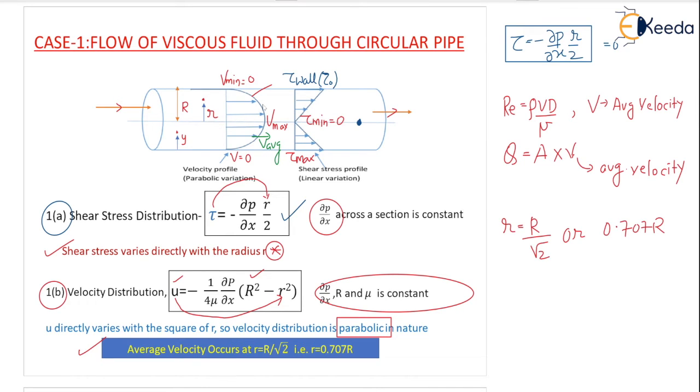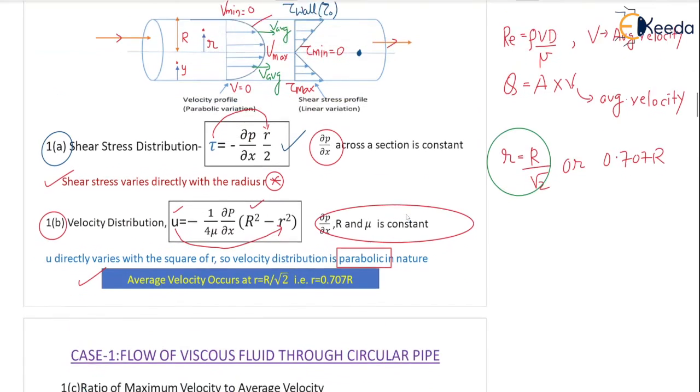Also you can say here V average. This point is lying at a distance of R by root 2 from the center, 0.707 of capital R. So please remember this value, very, very important whenever you are going to solve numericals for average velocity. Average velocity is very important. Most of the questions will be linked directly or indirectly to average velocity. Let's go to the next slide for the next section.